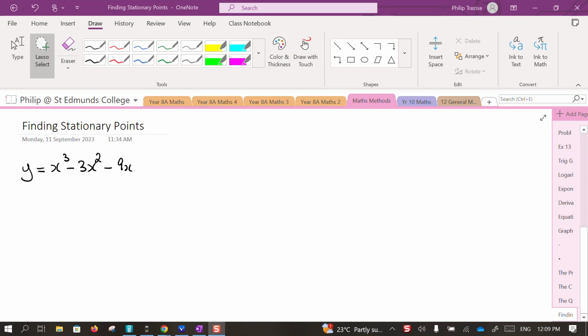Hi everyone. This lesson is about finding stationary points, and I have a cubic polynomial function here that I'm going to work with. So the first step in finding stationary points is to take the derivative, dy/dx. In this case, it will become 3x squared, subtract 6x, take 9. Now we will let the derivative equal 0.